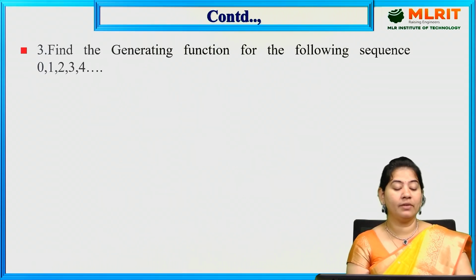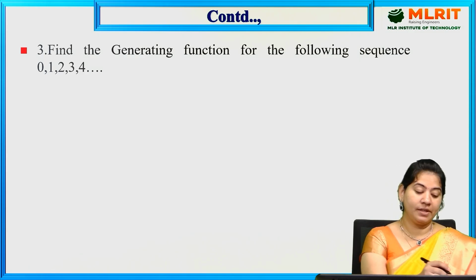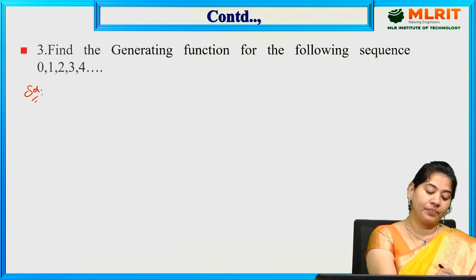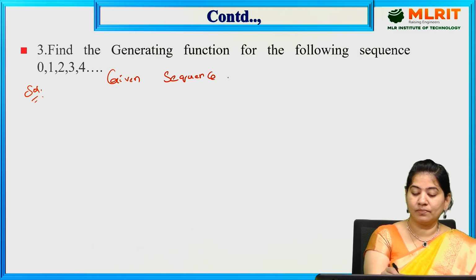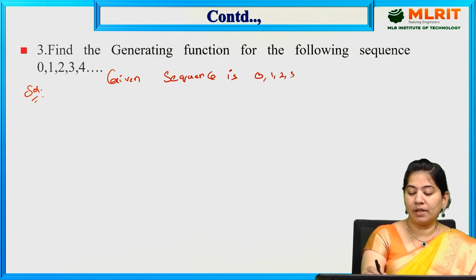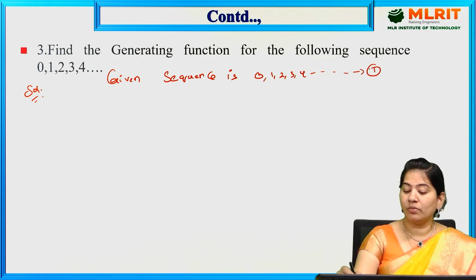So next we have the third problem. Find the generating function for the following sequence here. So as usual here, given sequence, so 0, 1, 2, 3, 4, and so on. So this is equation 1.